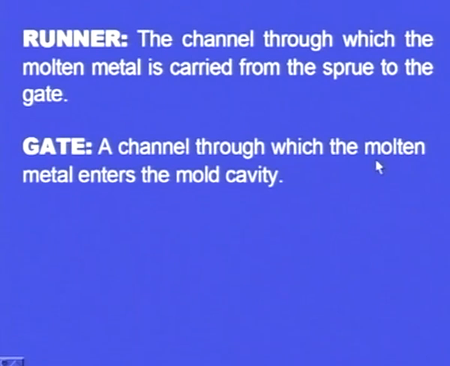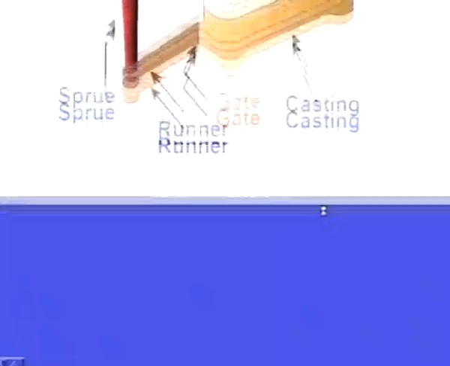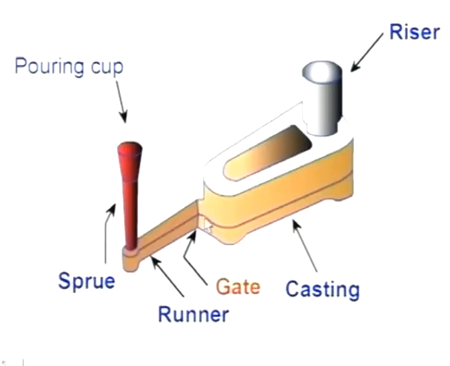Gate. It is the channel through which the molten metal enters into the mold cavity. So, this is the gate. Through this gate, molten metal passes into the cavity.